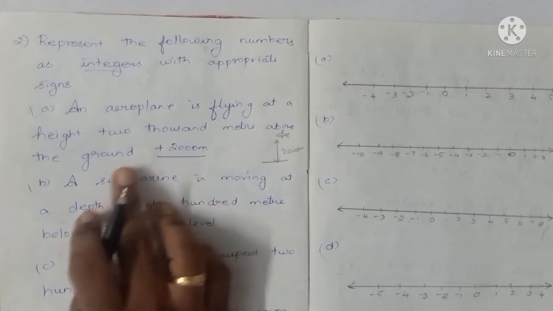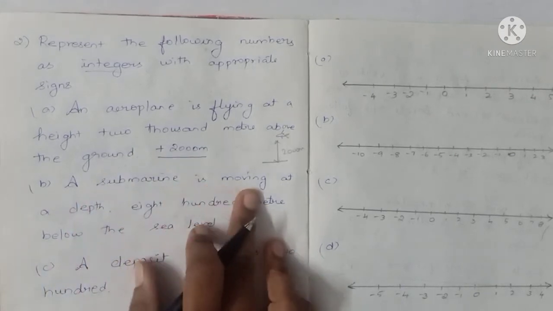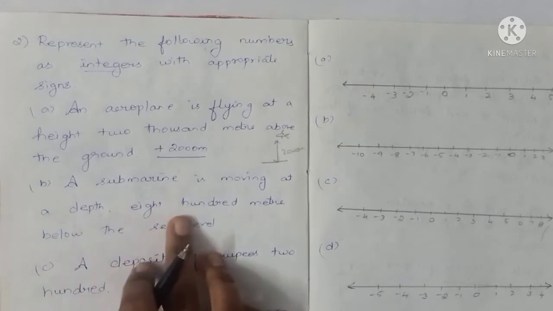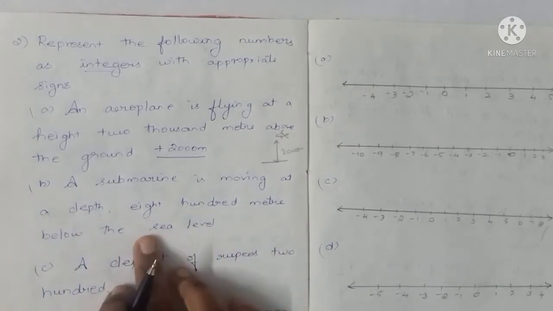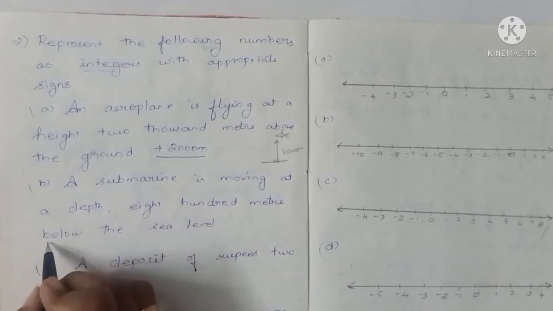The next one, a submarine is moving at a depth 800 meter below the sea level. So below, you are having the word below.